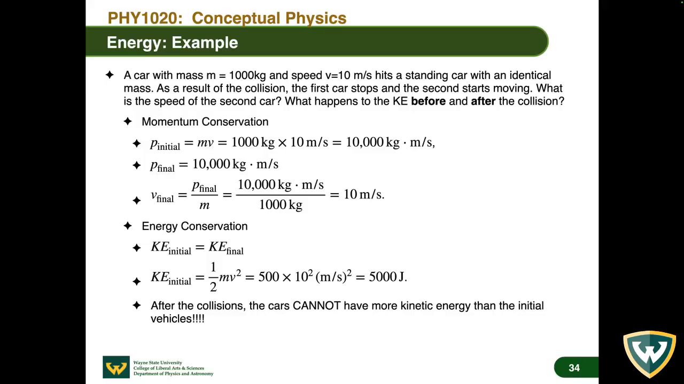So we have that the kinetic energy is 1/2 mv squared, so that's 1,000 divided by 2, that's 500, times the square of 10 meter per second, so that's 500 times 100, and that's 50,000.